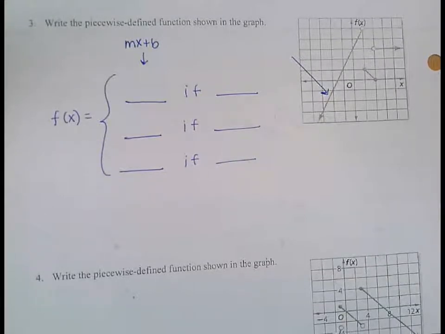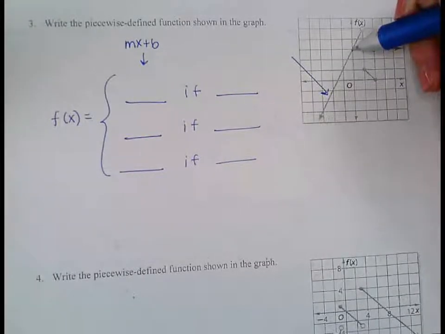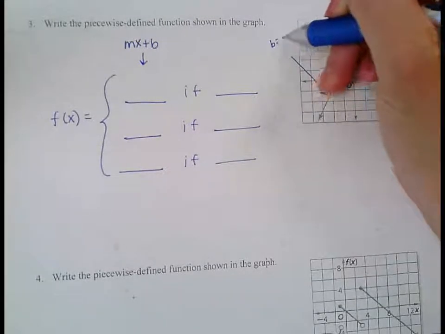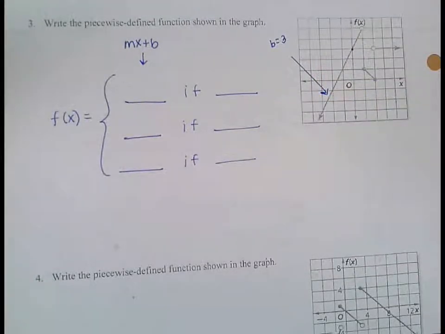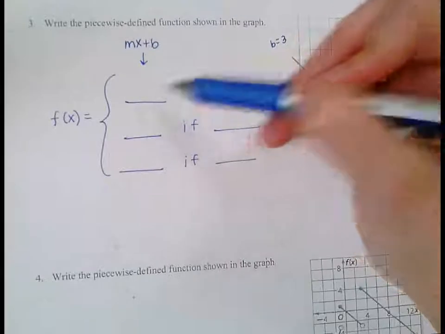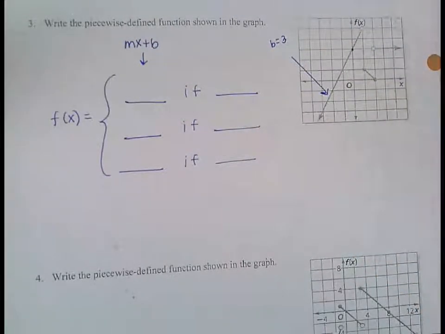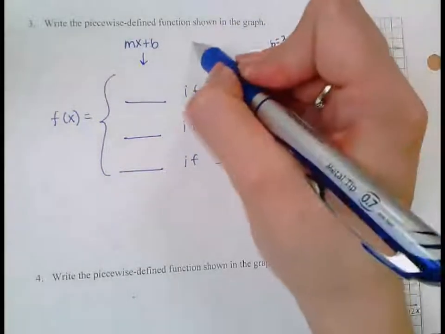Y-intercept is where it crosses the y-axis. Where does it cross the y-axis? At 3. So the b value is 3. So I'm going to have something plus 3. And then how do you find slope from a graph? Rise over run, yep. Make a note of that.